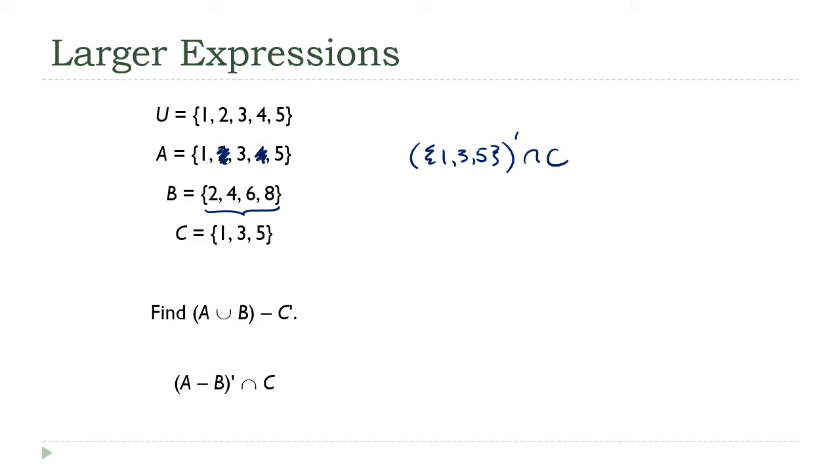All right, so what is the complement of 1, 3, 5? We'll go to the universal set, cross off 1, 3, and 5, and what's left is the complement, 2, 4. And I want to intersect this with 1, 3, and 5. Well, what do these two lists have in common? Nothing. When two sets have nothing in common, their intersection is the empty set. That's it. That'll be my final answer.